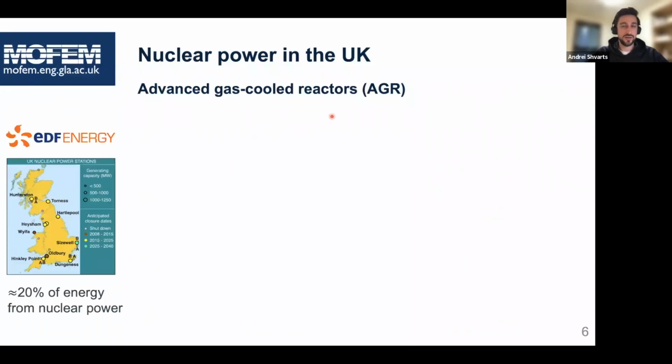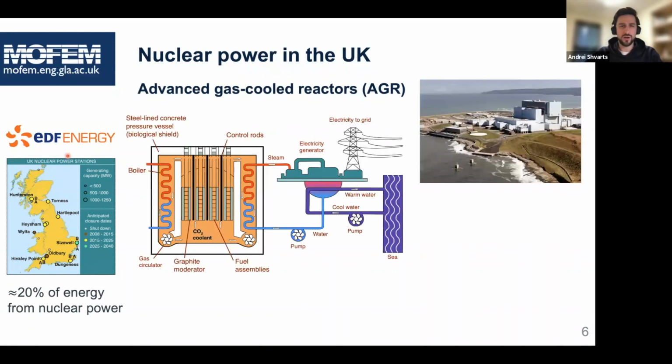So about 20% of electric energy is being sourced from nuclear power in the UK. And here you can see a small map showing the locations of the currently working and also shut down nuclear power plants. I think all of them are operated by the company called EDF Energy, and almost all of them are advanced gas-cooled reactors.